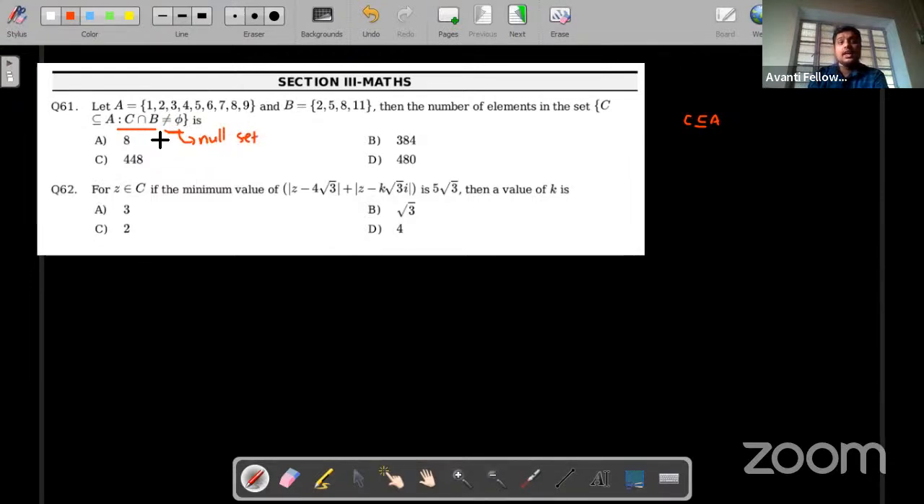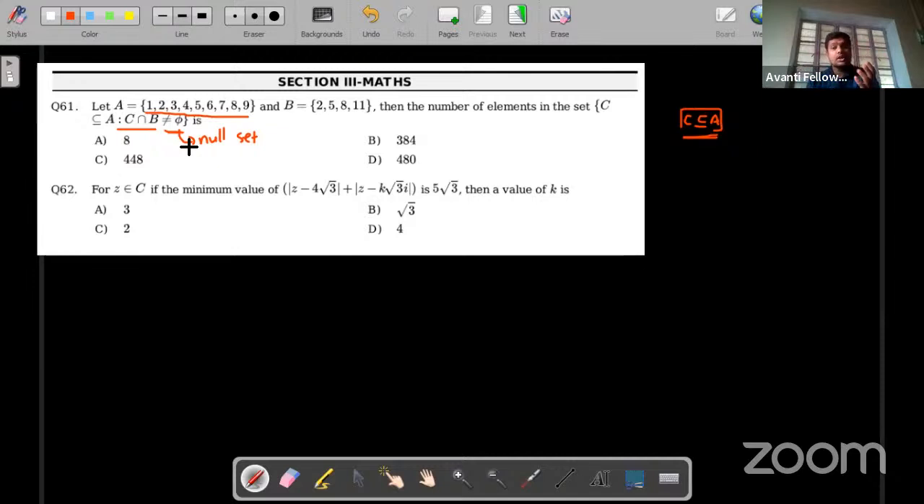That means C intersection B should not be a null set. It means there should be some element. So with that we'll start. First of all, it is given that C is a subset of A. In set A there are a total of 9 elements, from 1 to 9. We are going to find the number of elements in set C where C intersection B should not be a null set.